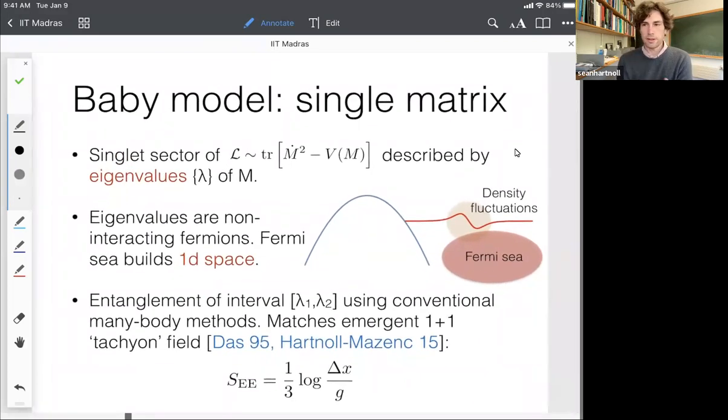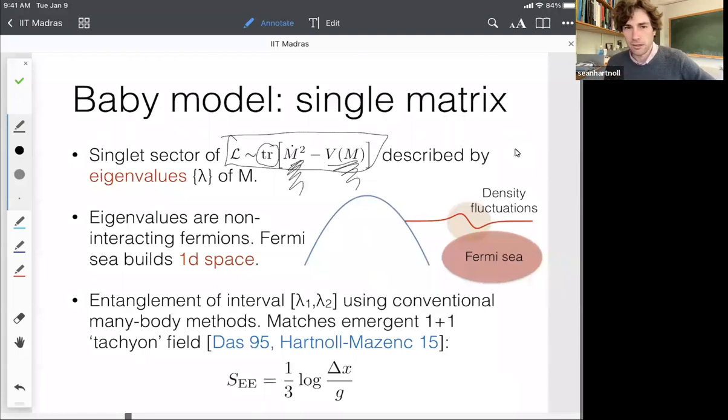Good. So that was the motivation. Now I'm transitioning to specific microscopic models. I want to understand the entanglement microscopically. And so the very simplest model you could think about would be a single matrix. So M is an N by N matrix, and this is its Lagrangian. It has a kinetic term, and it has some potential, and what's meaningful is that there's a trace structure, that the interactions have a certain structure.